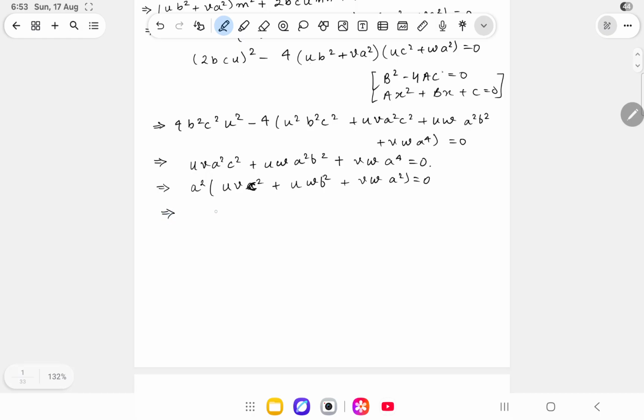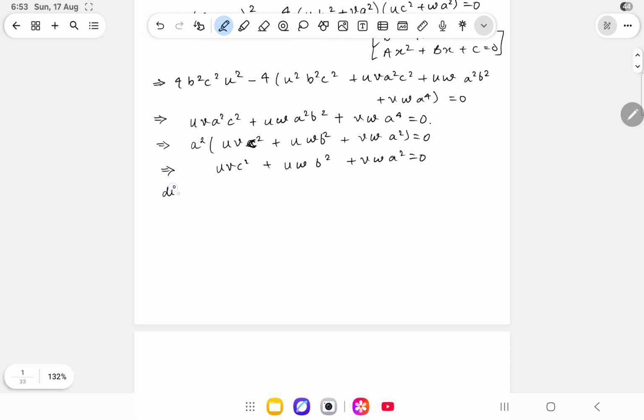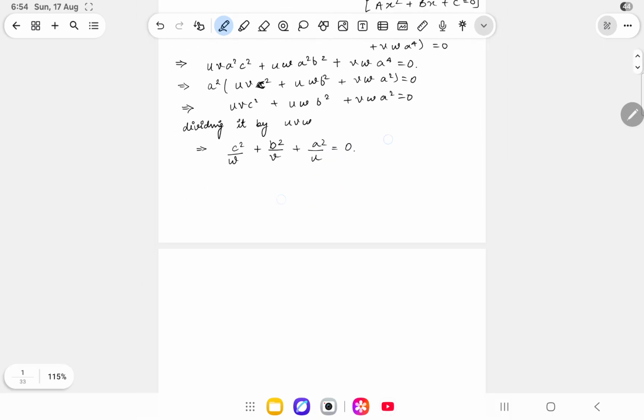So from here I got u b c square plus u w b square plus v w a square equals to 0. So if I divide this whole term by u v w, I get a square by u plus b square by v plus c square by w equals to 0. And this is what we are supposed to prove in the equation: two straight lines are parallel.